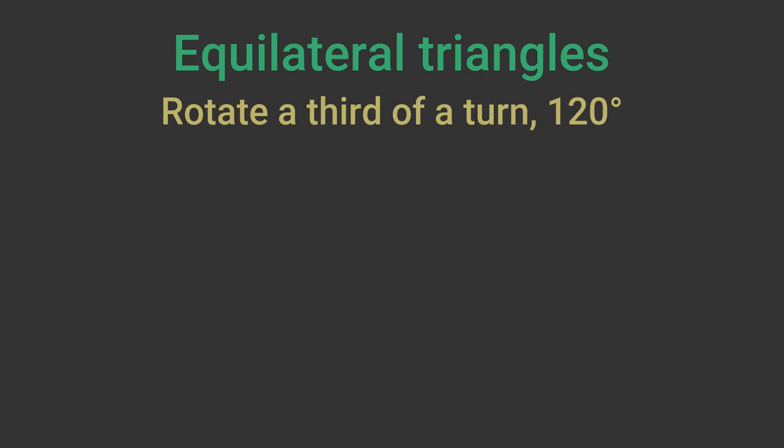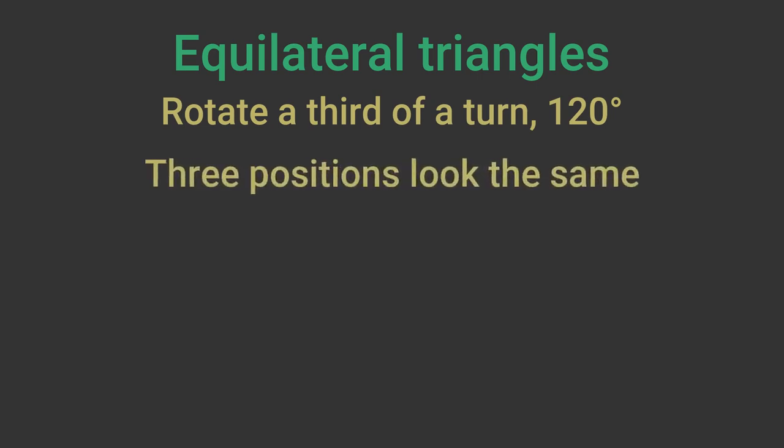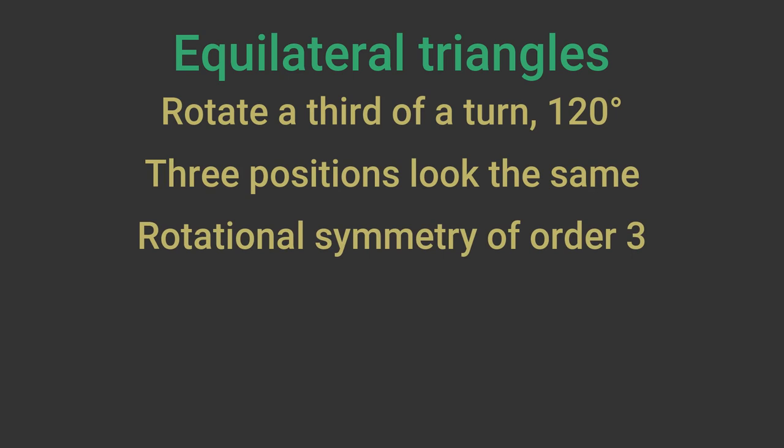To recap, an equilateral triangle maps onto itself if we rotate it by 1/3 of a full turn, or 120 degrees. This means that there are 3 different positions that look the same, so we can say it has rotational symmetry of order 3.